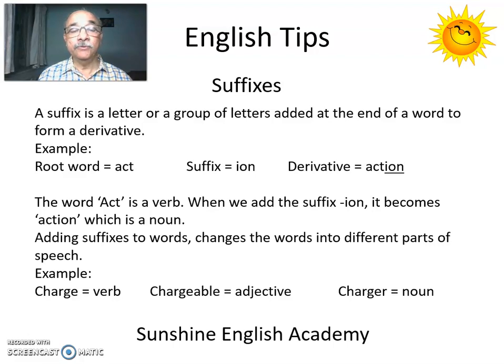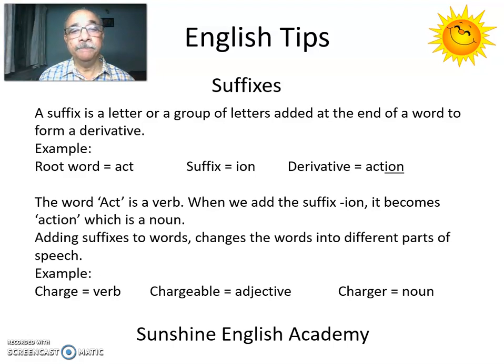So suppose the root word is act. We can add the suffix ion to act and it becomes action. The word action is a derivative of the root word act and the suffix is ion. So while prefixes are added at the beginning of words, suffixes are added at the end of words.